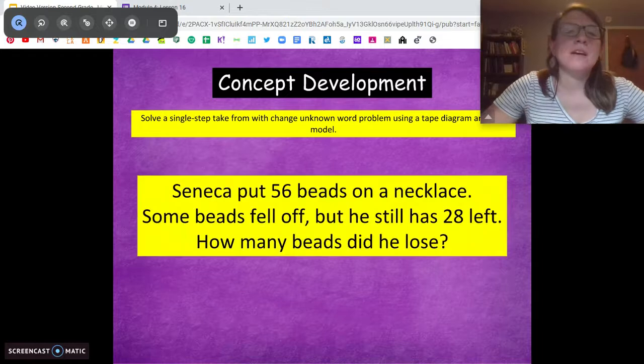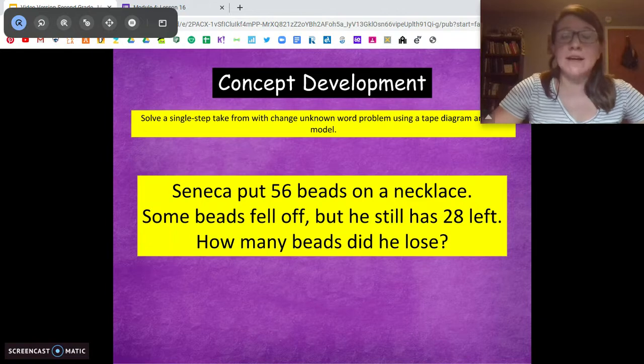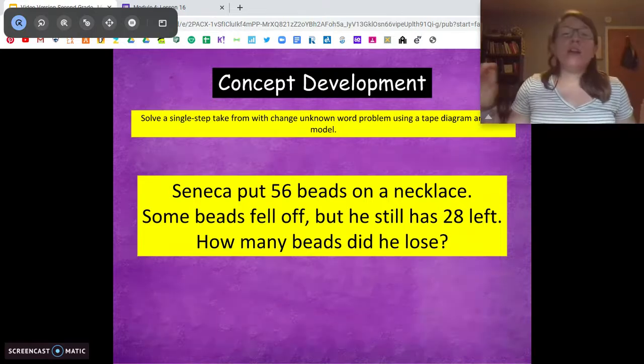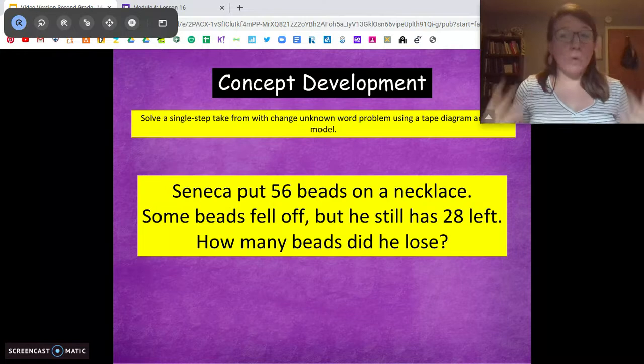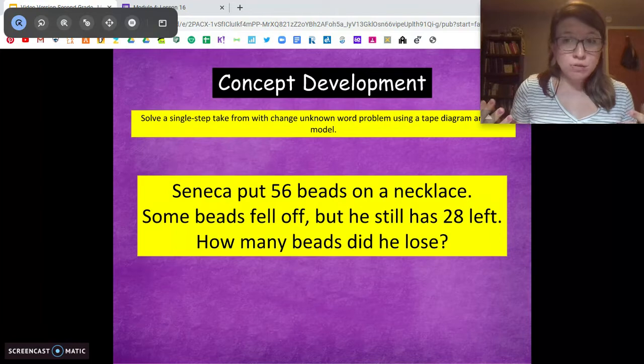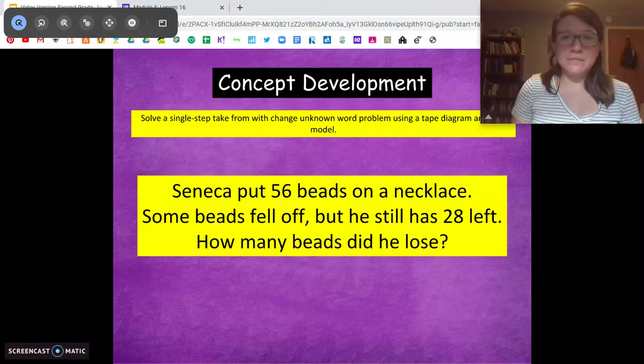Okay. Our first problem says, Seneca put 56 beads on a necklace. Some beads fell off, but he still has 28 left. How many beads did he lose? Don't write anything yet. Turn and talk to someone at home about what this problem is asking, what we could draw to solve it, or what number sentence we could write to solve it. So pause and talk about it.